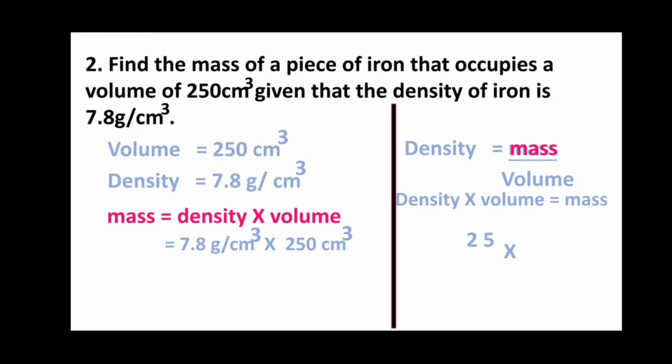So 25 multiplied with 7.8. So we know that 8 5s are 40. 0 I will write here, 4 here. 8 2s are 16. 16 plus 4, 20. Then 7 5s are 35. 5 we will write here, 3 we will write here. 7 2s are 14. 14 plus 3, 17. Now we have to add it. This 0 will come here. 5 plus 0, 5. 7 plus 2, 9.